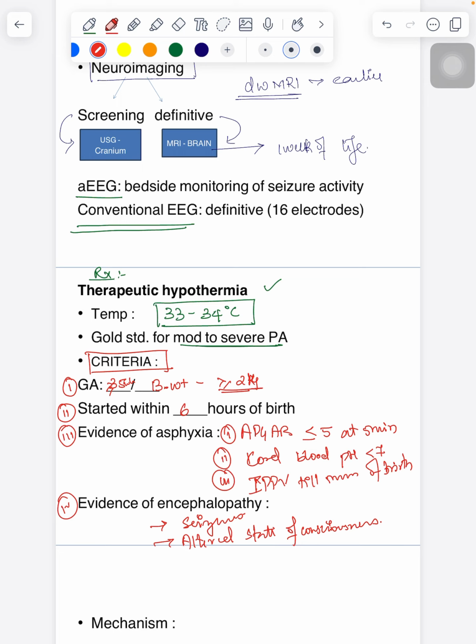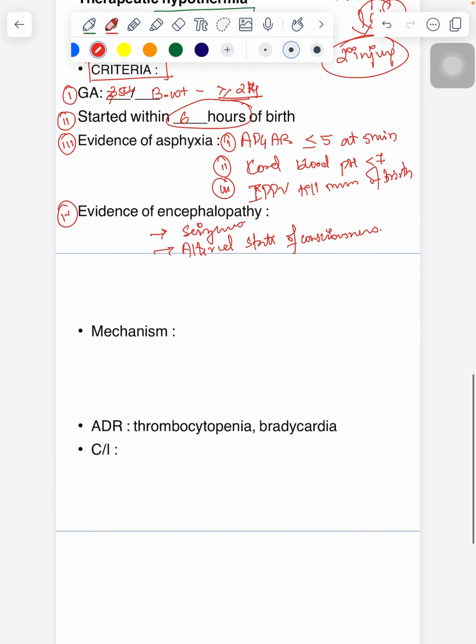So the criteria for a child to be given therapeutic hypothermia: gestational age more than or equal to 35 weeks, birth weight more than or equal to 2 kg, started within 6 hours. Why this 6 hours? Because in a previous video I talked about the pathogenesis. The time gap between your primary injury and your secondary injury is 6 hours. So to prevent this secondary injury, you have to start therapeutic hypothermia within 6 hours of birth. And whether the child has evidence of asphyxia or evidence of encephalopathy, you have to start therapeutic hypothermia.